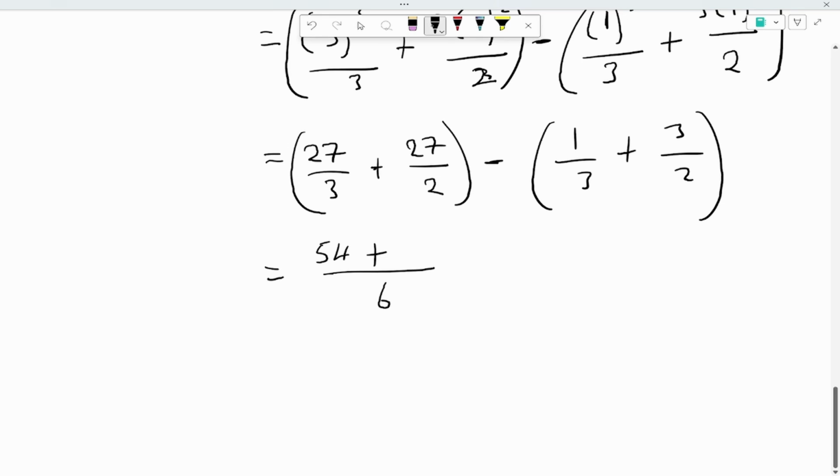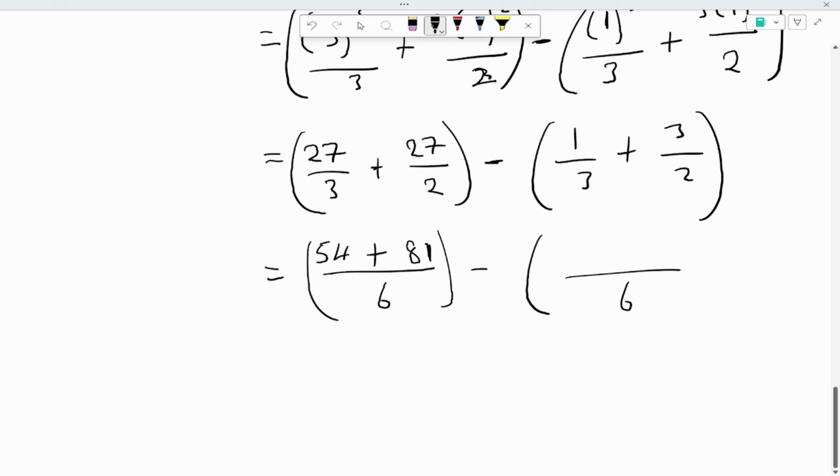That 3 multiplied by 27, you have 81. Please, you can still remain in your bracket. You do the same thing here. 6 is still the LCM.